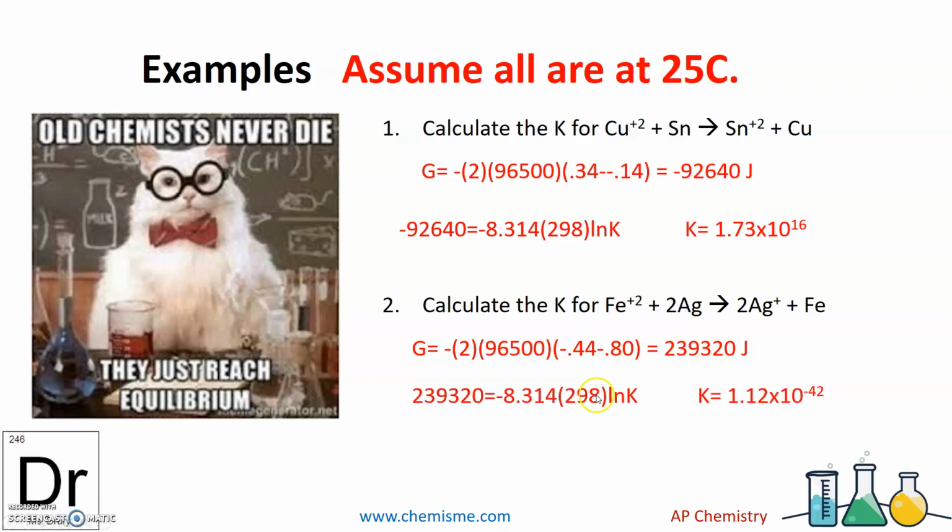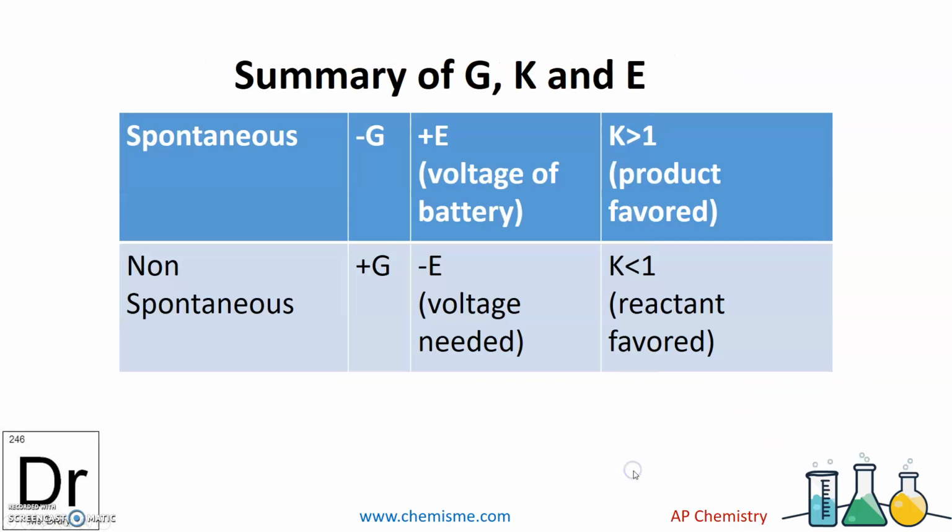And then to confirm it with the K, we're going to put that in for the Gibbs, negative 8.314, your temperature at 25 degrees, and then solve for K. My K came out to be 1.12 times 10 to the minus 42, and that shows that it's really small, reactant heavy.